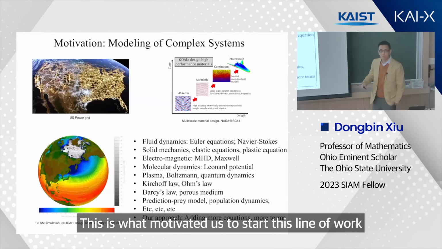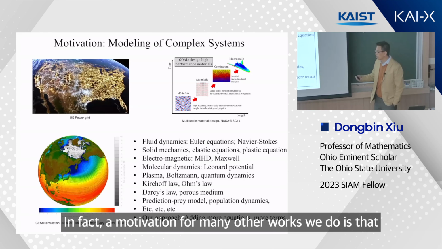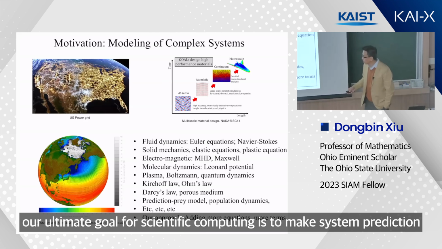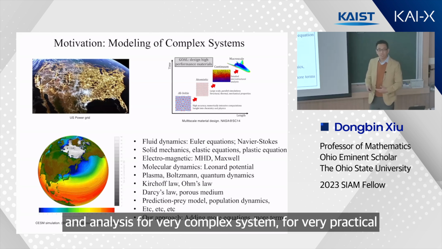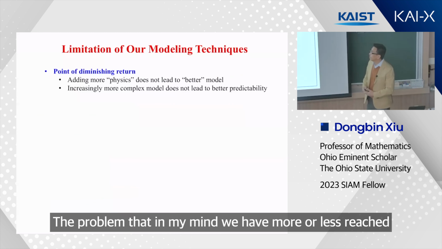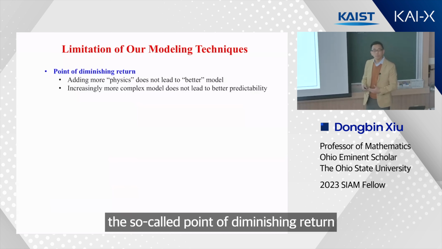This is what motivated us to start this line of work. In fact, it's the motivation for many other work we do, that our ultimate goal for scientific computing is to make system prediction and analysis for very complex systems very practical. The problem is that, in my mind, we have more or less reached the so-called point of diminishing return.